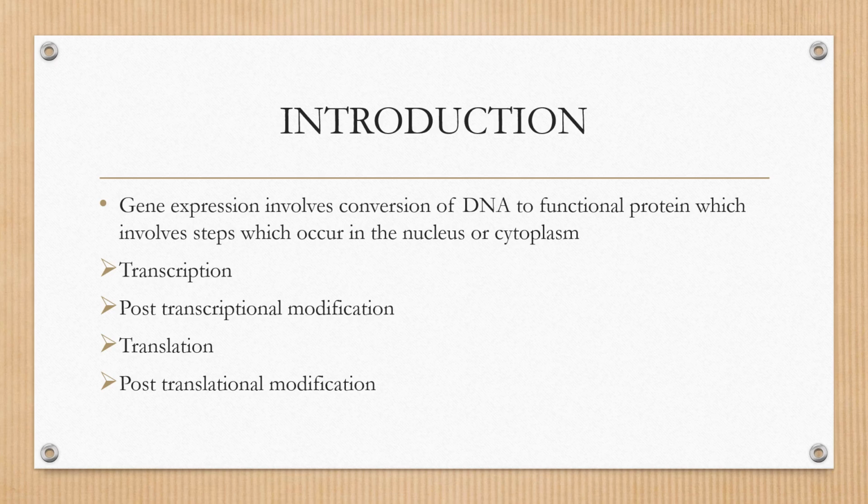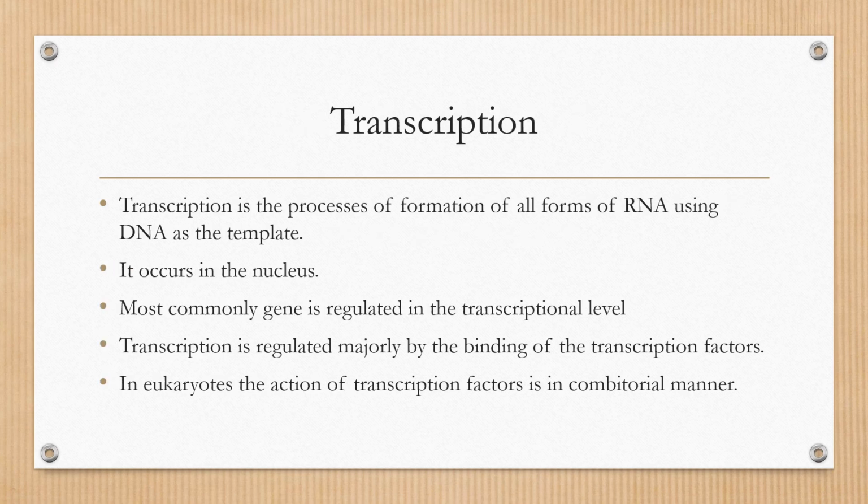So, the regulation of your gene can occur in either of these four steps, and the regulation, as in which step it occurs, depends on the genes. There are certain genes which are regulated at more than one level. So, let's look at each level in detail. Now coming to transcription. What is transcription? Transcription is the process of formation of all forms of RNA, be it mRNA, tRNA or rRNA, using DNA as a template. Now your transcription occurs in the nucleus.